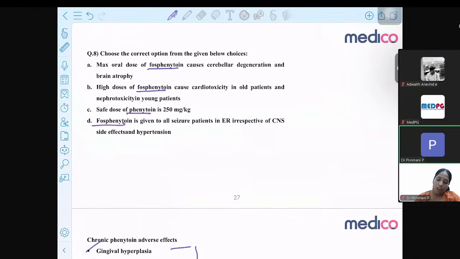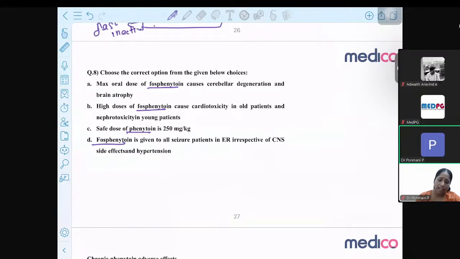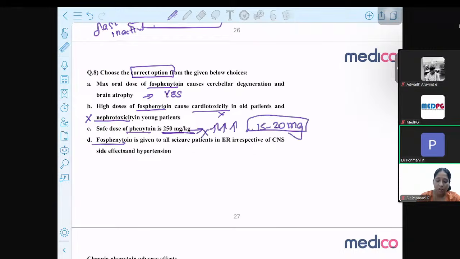The maximum oral dose of fosphenytoin, they are asking for the correct option here. The maximum dose of fosphenytoin causes cerebellar degeneration and brain atrophy. Yes. Does it cause cardiotoxicity? No. Does it cause nephrotoxicity? No. The only toxicity in high doses is to the CNS. So cerebellar degeneration occurs. And the dose given is 250 mg, which is very high. It is only 15 to 20 mg. It is not 250 mg. So this option is false.